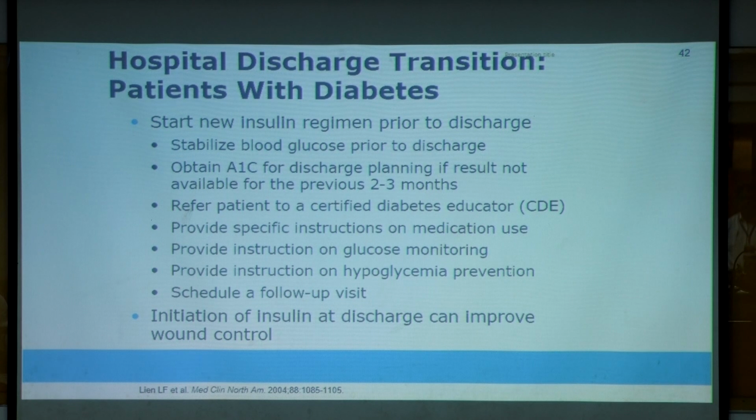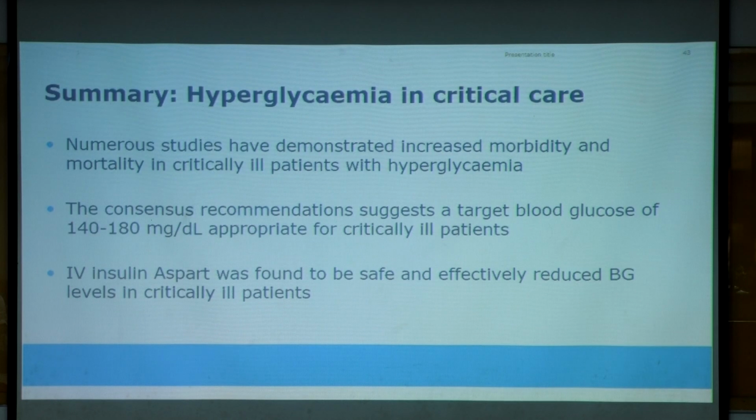For patients with diabetes, start the new insulin regimen prior to the discharge of the patient. Stabilize the blood glucose prior to discharge. Obtain the A1C level. In discharge planning, if the result is not available for the previous 2 to 3 months, you can take the A1C level also. Refer the patient to a certified diabetes educator, provide specific instructions on medication use and glucose monitoring, and teach them hyperglycemia management also. Initiation of insulin at discharge can improve glycemic control also.